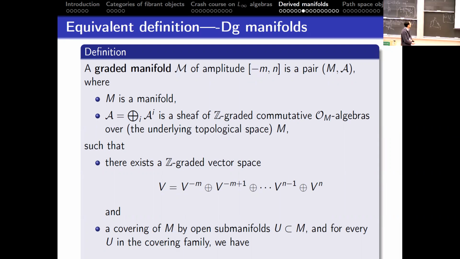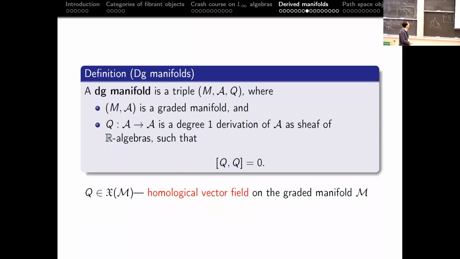This is basically what a graded manifold is. One way of saying this is a sheaf, but you don't really have to think of a sheaf, which is a graded vector bundle. There's a theorem which tells you this. And a DG manifold is just a graded manifold equipped with a homological vector field, a degree 1 vector field Q satisfying the bracket of Q with Q equals 0.